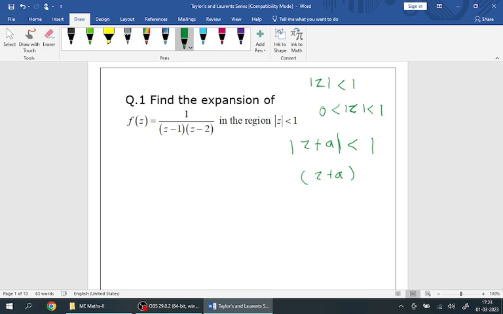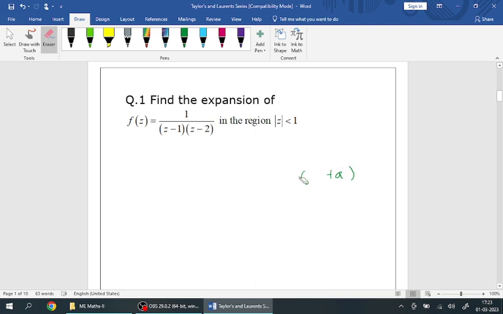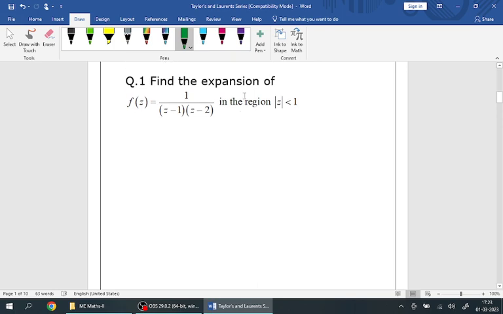So depending on the region, we have to find out the Taylor series about that point. Right now, for this example, you will observe a very simple question that we are given. It is for mod z less than 1, which means we are going to find the series about the powers of z only. So step 1 is very simple here.